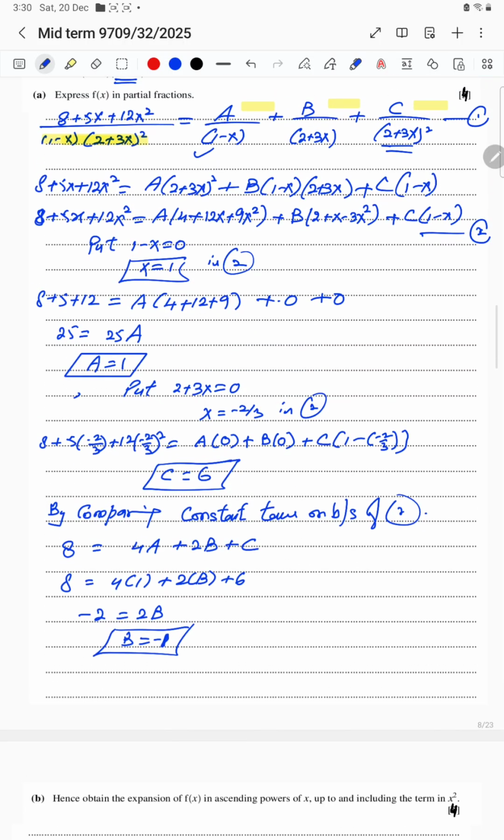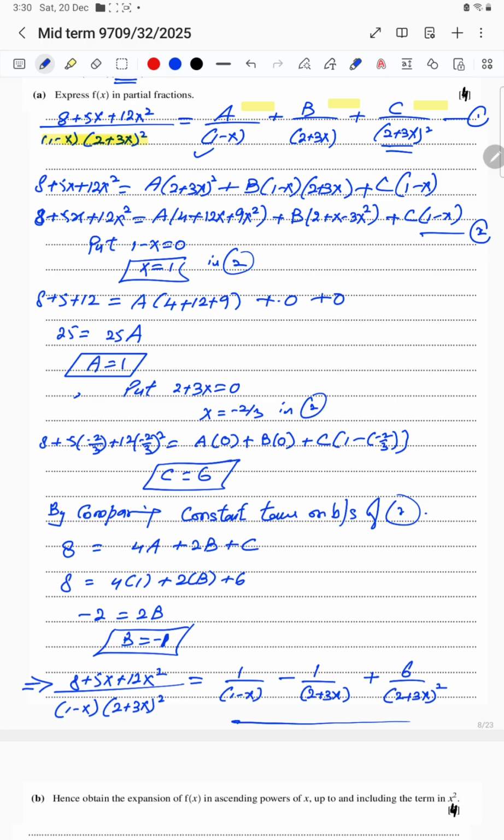So by replacing in 1, my final answer is (8 plus 5x plus 12x squared) divided by (1 minus x)(2 plus 3x) whole squared. That gives me A = 1 over 1 minus x. B is minus 1 over 2 plus 3x. C is 6 over (2 plus 3x) whole squared. That is the partial fraction. I hope you got it.